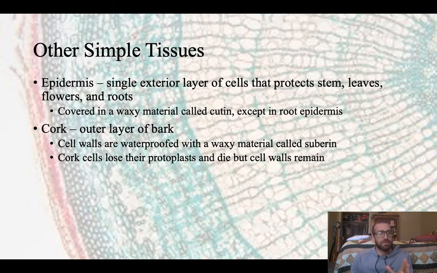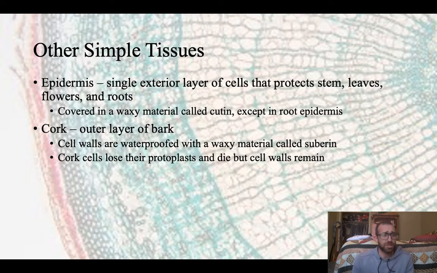Other types of simple tissues, just to be aware of: the epidermis, I mentioned it before, that's a single exterior layer of cells that is going to protect the stem, leaves, flowers, roots. It's the outer layer of cells of our plants. Think of it like the epidermis of your skin, it's the outer layer. It's often covered in a waxy material called cutin, except in the root epidermis, and that keeps everything waterproof.